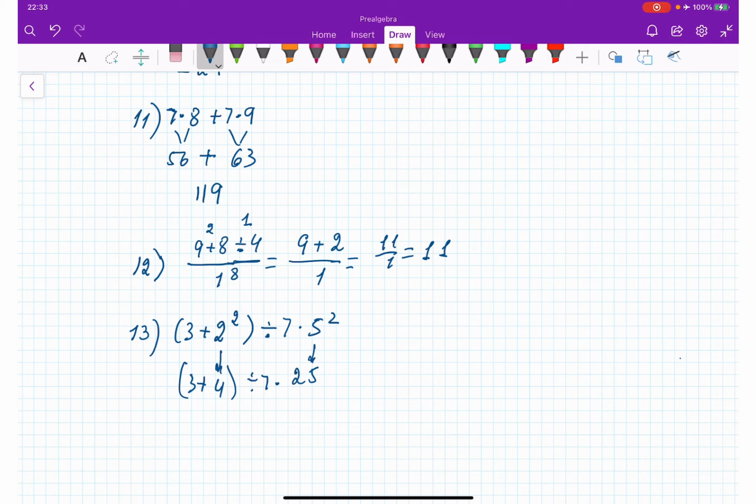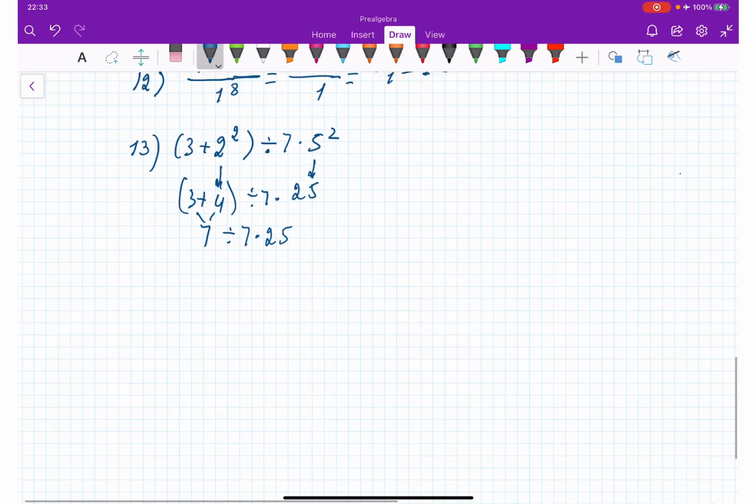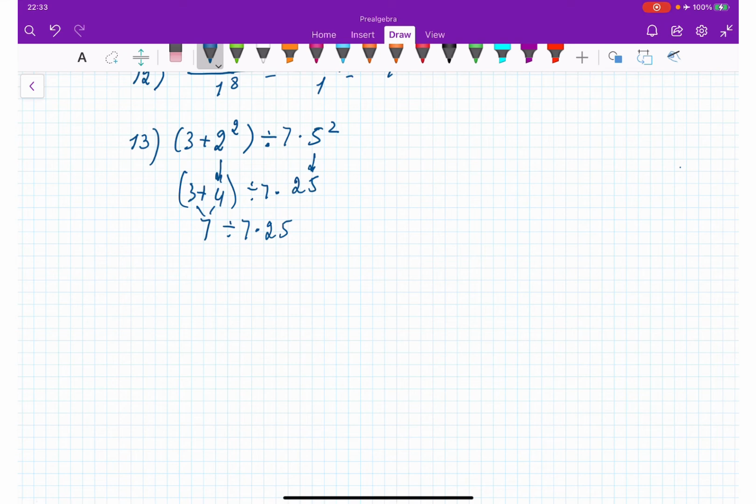Next, 3 plus 4 is 7, divided by 7 times 25. So division, multiplication. I'm doing division first. 7 divided by 7 is 1, times 25. The answer is 25.